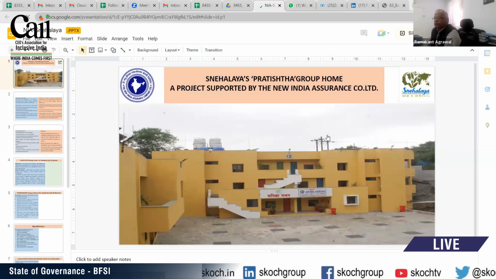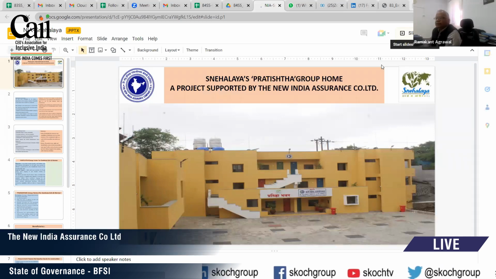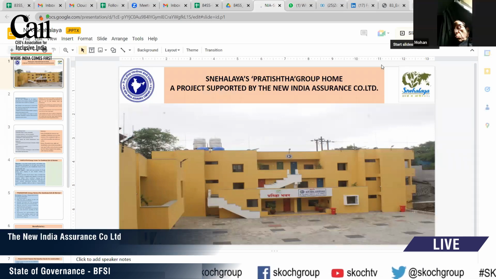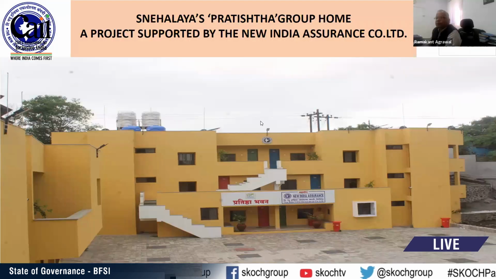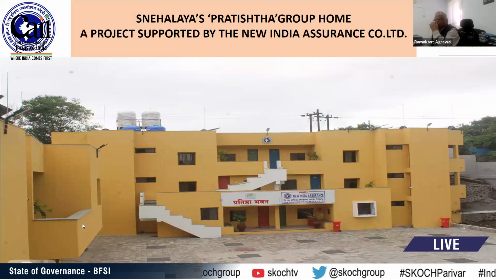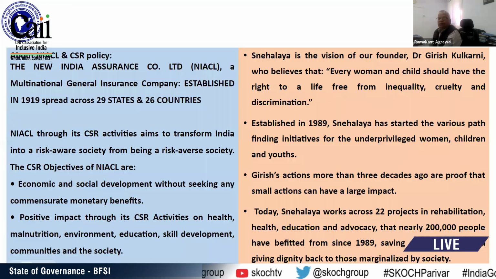Sir, this is the fourth project for which we have given the fund under CSR, for construction of Snehalaya Pratishtha Group Home, a project supported by New India Assurance. So you can see our logo and the name of that building, sir. The New India Assurance company, I should have introduced in the first itself only.